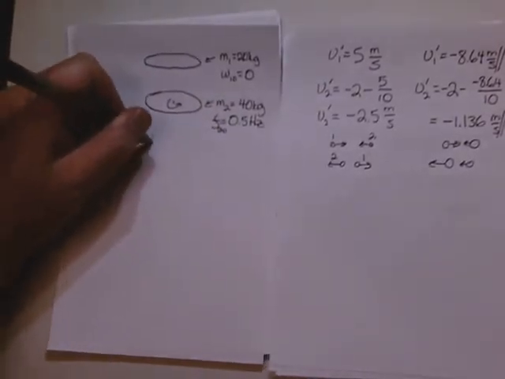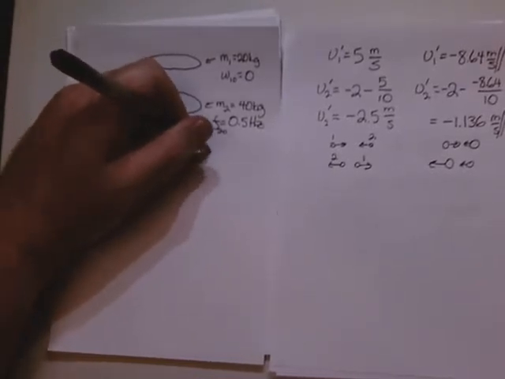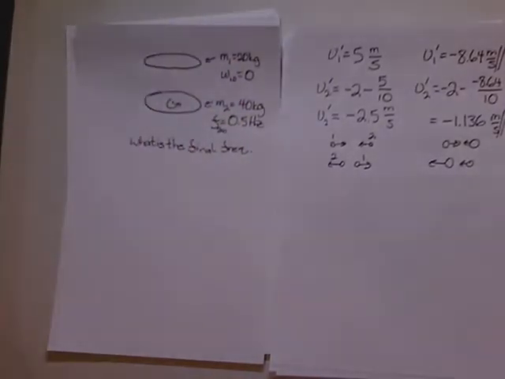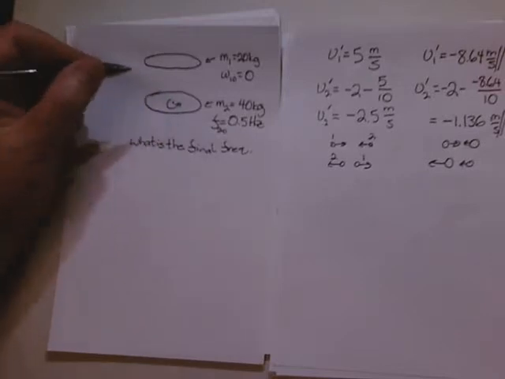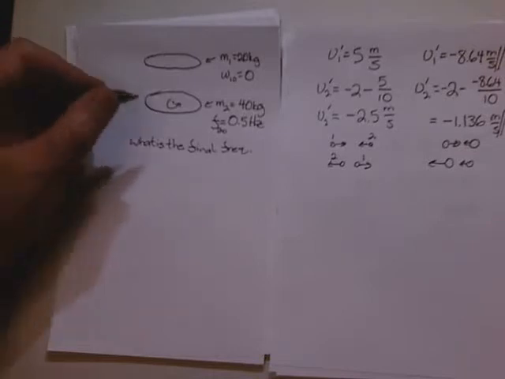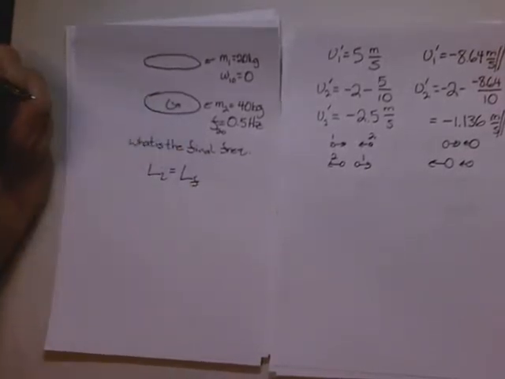What is the final frequency? So the top disk, which is at rest, falls on the lower disk and sticks. The initial frequency of the lower disk is 0.5 hertz. What is the final frequency? So that's what we want. Because they stick and they are rotating, we use conservation of angular momentum, which means that the initial angular momentum is the final angular momentum.